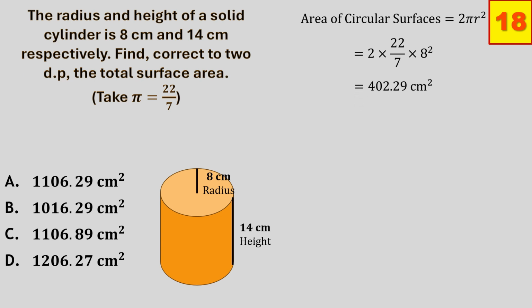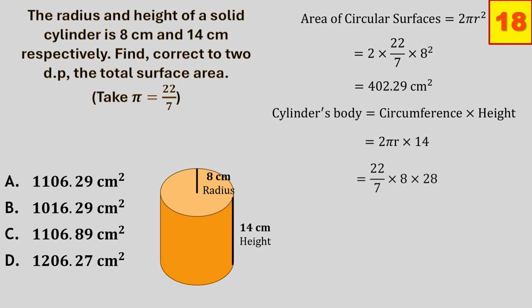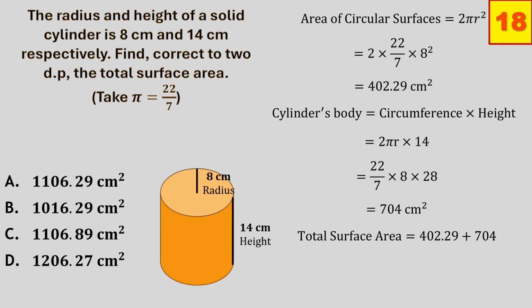The other surface area of the cylinder can be calculated by multiplying the circumference by the height. The formula for the circumference is 2 pi r, and with the same radius, the area is 704 centimeters squared. Therefore, the total surface area is 1106.29 centimeters squared in 2 decimal places.